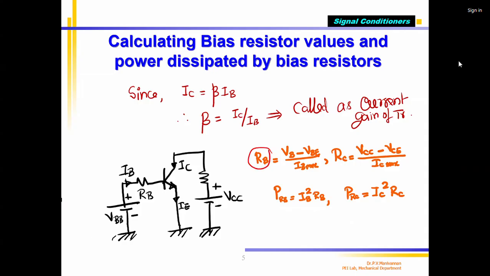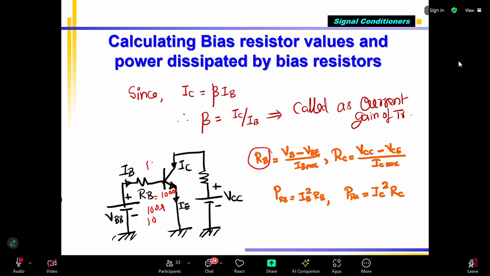Now, how to compute the RB value? I said this is 1000, take it as 1000 ohms. Somebody can ask, so why not 100 ohms? Why not 10 ohms? Why not 10,000 ohms? You can take anything. How do you decide what should be the RB?